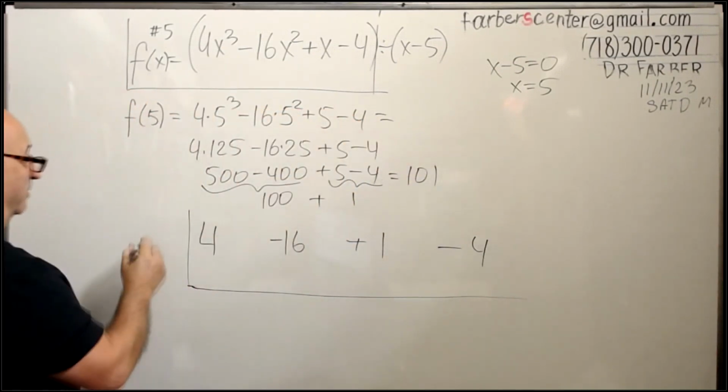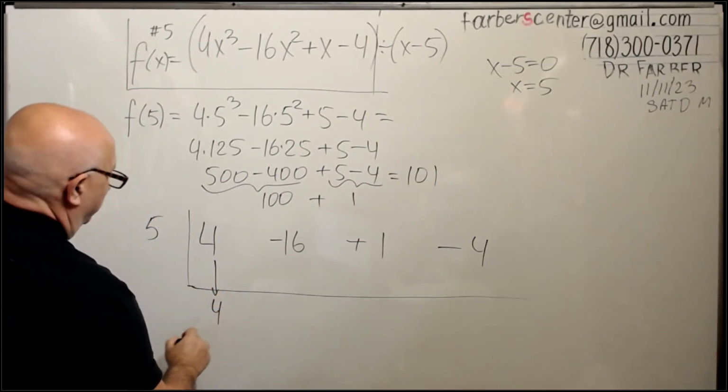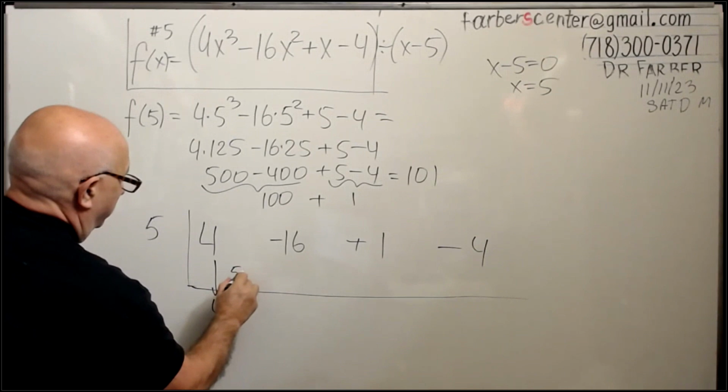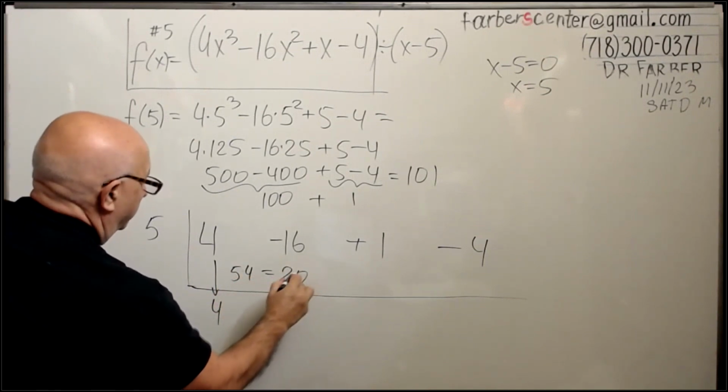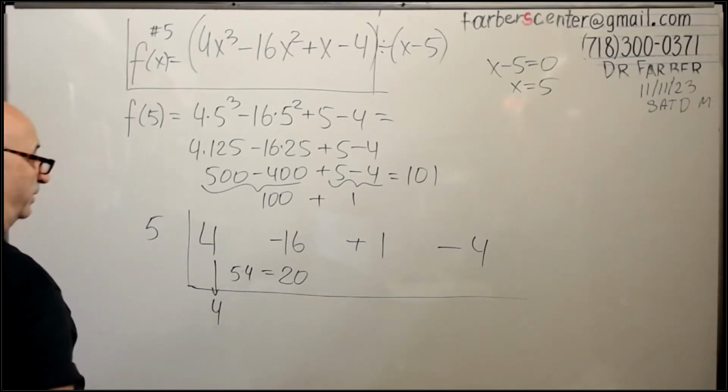X equals 5. Bring down 4. 5 times 4 equals 20. Negative 16 plus 20 is 4.